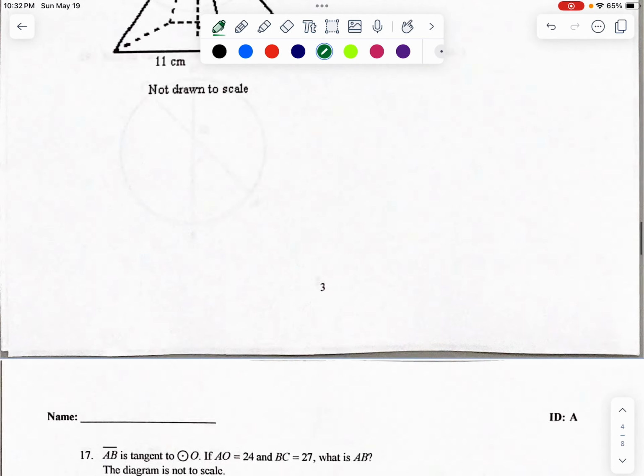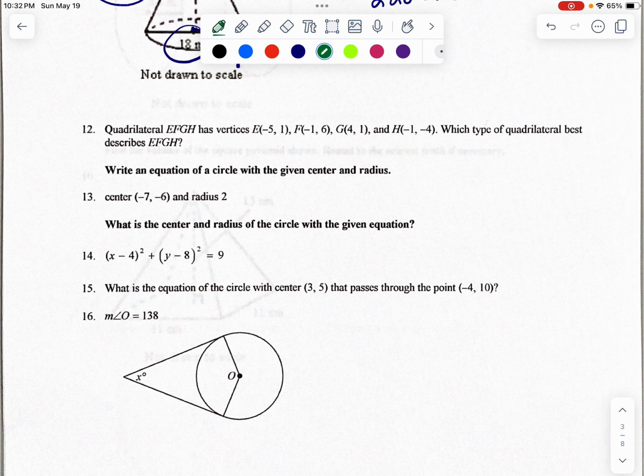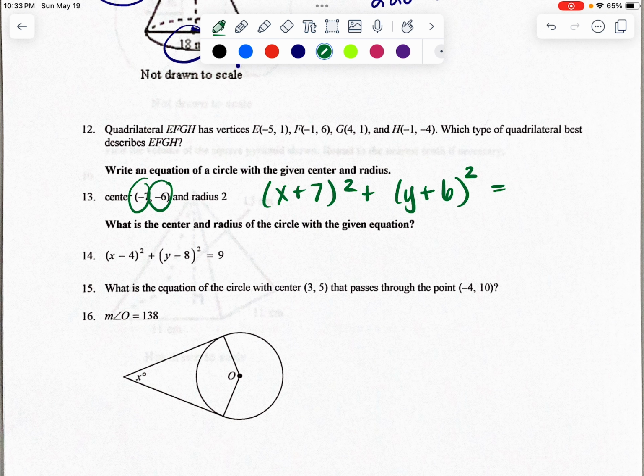Number 13, finding the equation of a circle. Again, that's on the other paper. Just be careful with your signs. It's just going to be x plus 7 squared plus y plus 6 squared, because you're going to have minus a negative 7 and minus a negative 6. And don't forget, you have to square your radius, so 2 squared is 4.